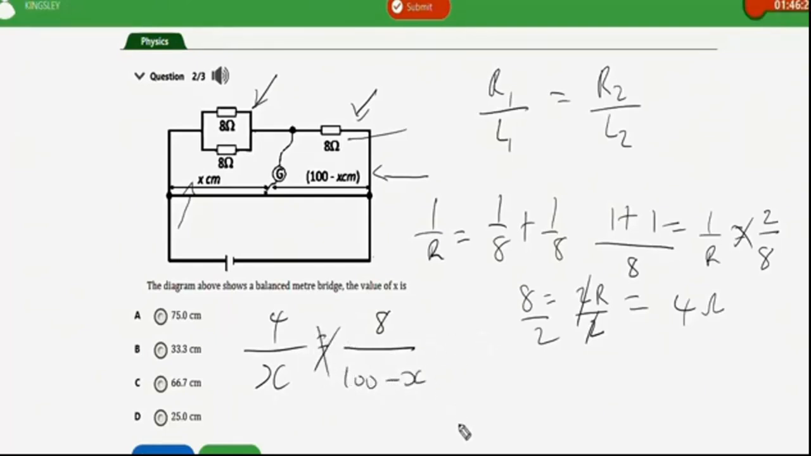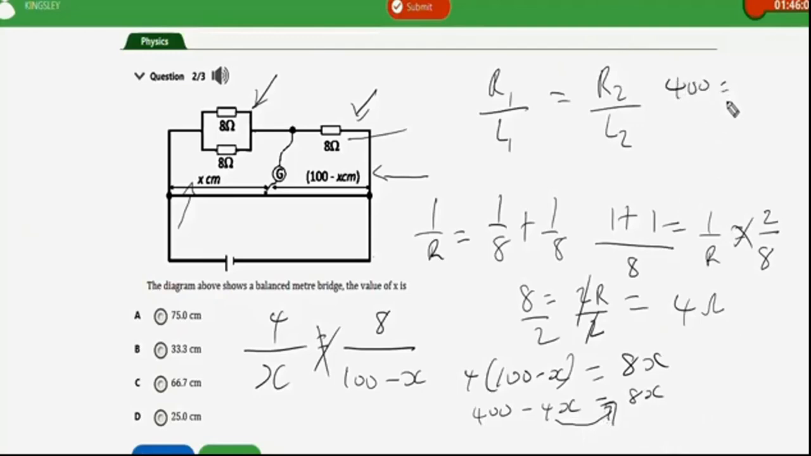So when you cross multiply, we're going to have 4 times 100 minus X equals 8x. So when you break down, you're going to have 400 minus 4x equals 8x. Remember, I want to make X the subject of the formula, you collect like terms, this will cross over the equality sign and it will change to positive. So you're going to have 400 equals 8x plus 4x, you're going to have 12x. Divide both sides by 12.